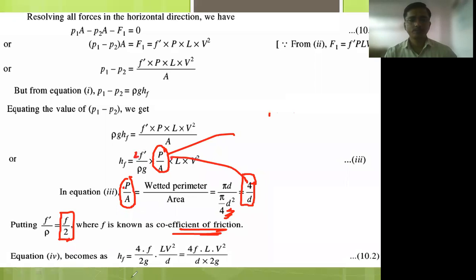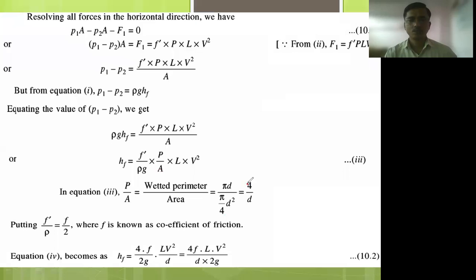Okay. So equation 4 will become HF is equal to 4F upon 4. This 4 will come here, 4F. Now instead of this F, the 2 is written below. 4F, and this rho got cancelled. 4F upon 2g into P upon A; what we put there was 4 by D. So here I can write divided by D. So 4F L V square upon 2g D. So I will get this final equation.